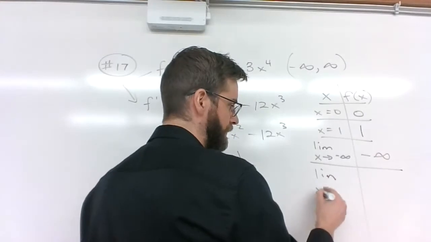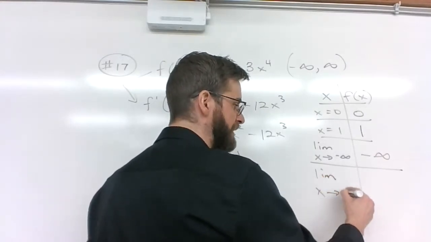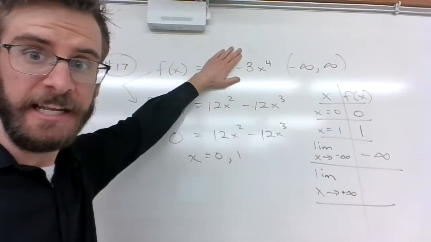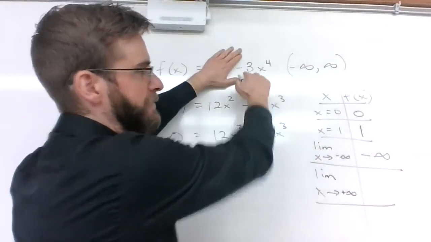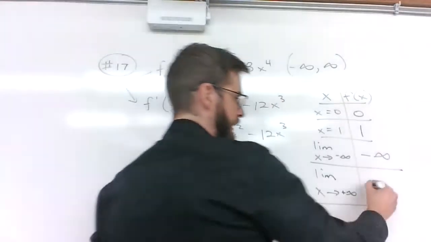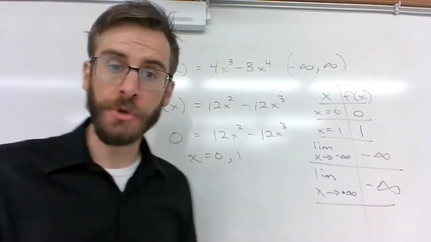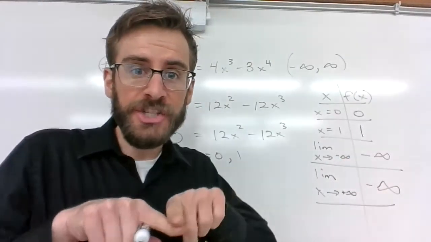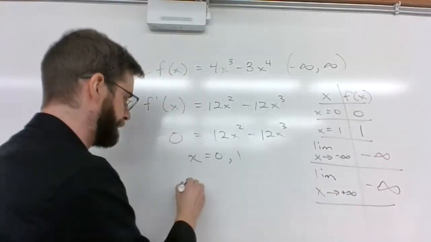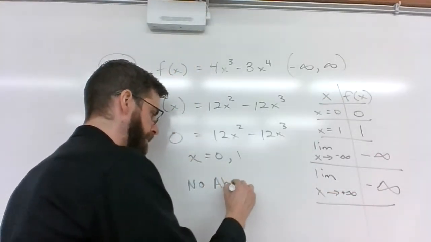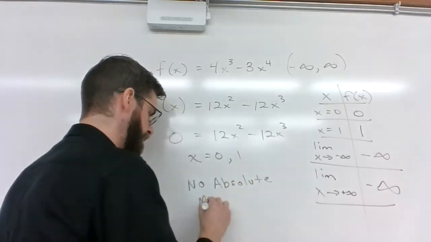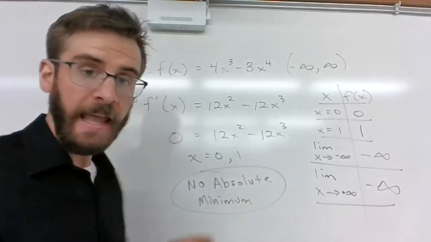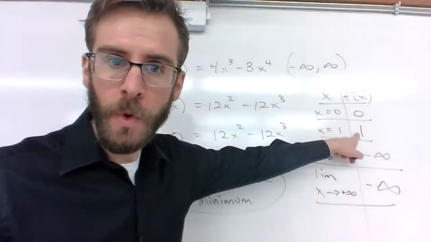Do the same thing with positive infinity, and you'll notice the exact same thing is happening. Plug in positive infinity, you get a really huge positive number times negative 3. So that's also negative infinity. So here's how we conclude. If I see negative infinity in the right-hand column here, there is no absolute minimum. And the absolute max is 1.